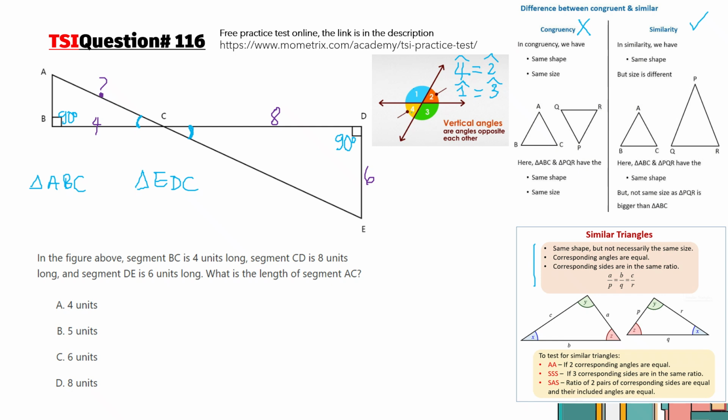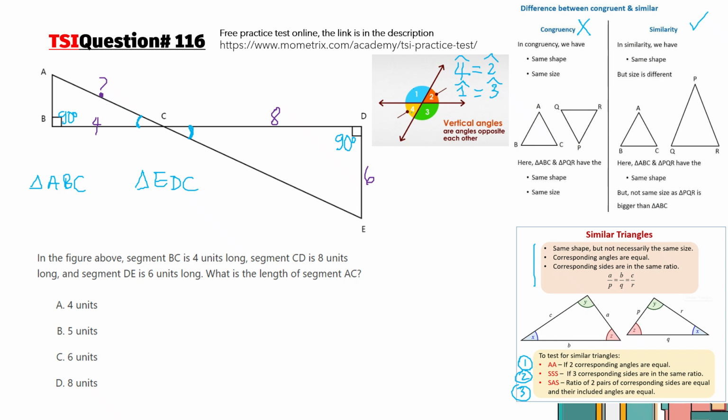So to test for similar triangles, we need two corresponding angles to be equal. This is the angle case, the first case. The second case is that the three corresponding sides are in the same ratio. And the third one is side-angle-side: the ratios of two pairs of corresponding sides are equal and their included angles are equal.